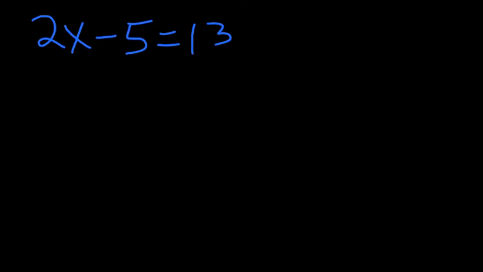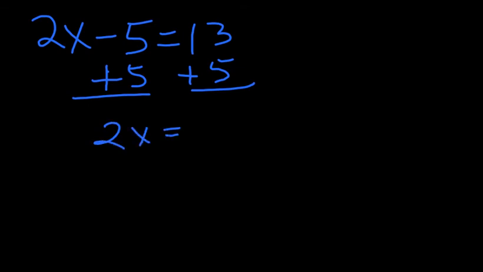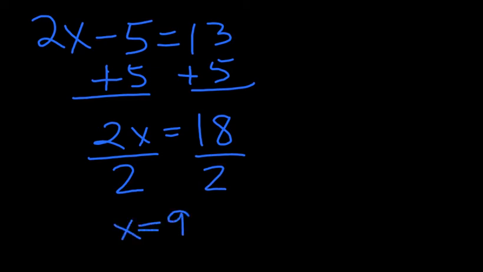So, let's take care of the plus or minus thing first. We have minus 5. We do the opposite. That's plus 5 to both sides. And now we have 2x equals 18. Now we get to divide or multiply. Since this is multiplying, we do the opposite, which is divide. And we end up with x equals 9.